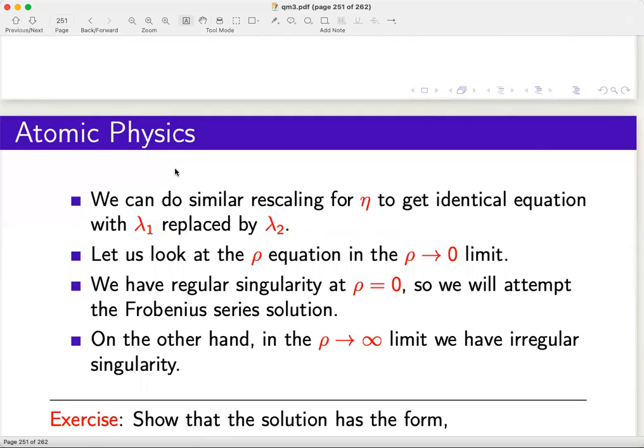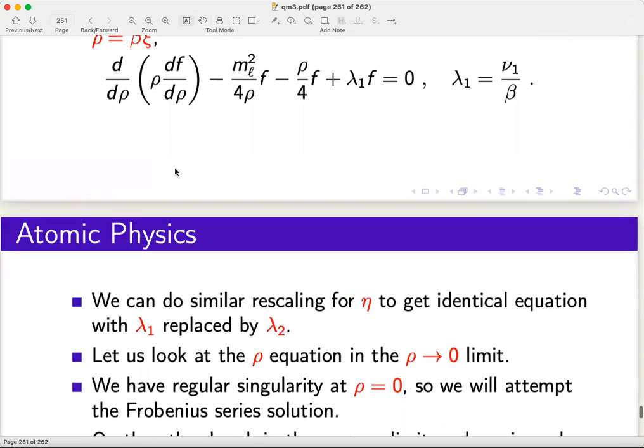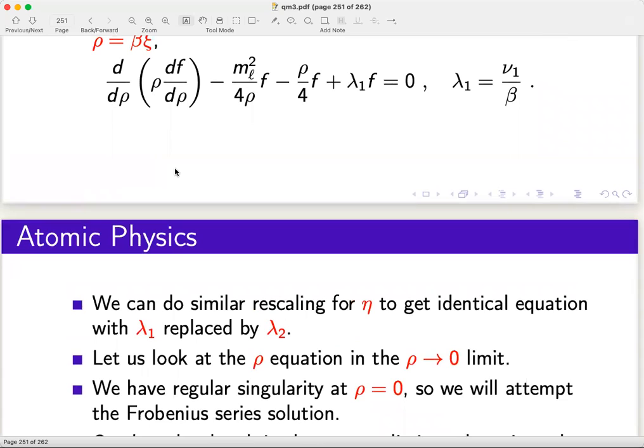Fine. So let's look at this equation and ask how it is going to behave in the neighborhood of rho equals 0. Clearly, because there is a factor of 1 over rho sitting in one of the expressions here, rho equals 0 is a singular point. One can check that it's in fact a regular singularity. So since it's a regular singularity, what we should be looking at is writing down a Frobenius series-like solution in the neighborhood of rho equals 0.